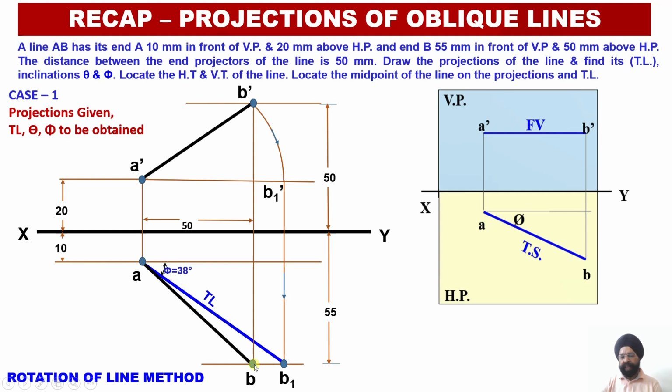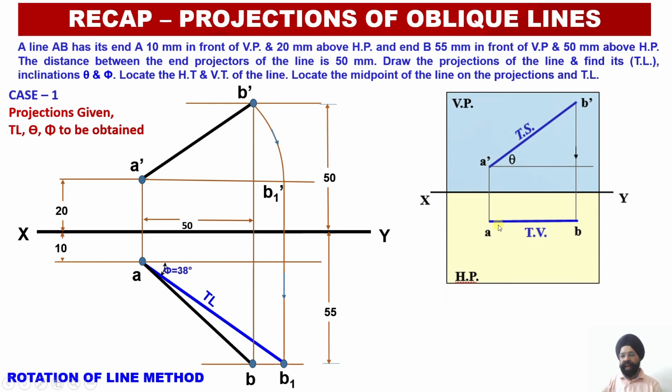Now similarly, I am going to rotate this from the other side. Now I'll use this fundamental whenever my apparent length happens to be parallel to the vertical plane. So once I get this projection parallel to the vertical plane, I get the true length of the line on the vertical plane in the front view, that is A dash B dash.